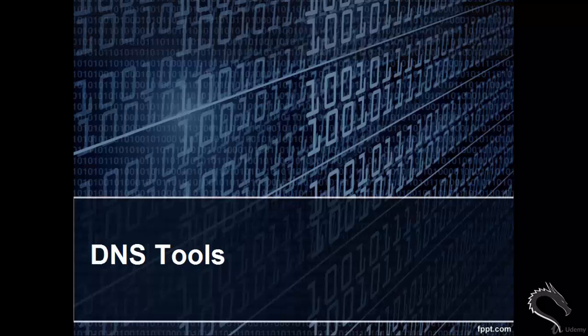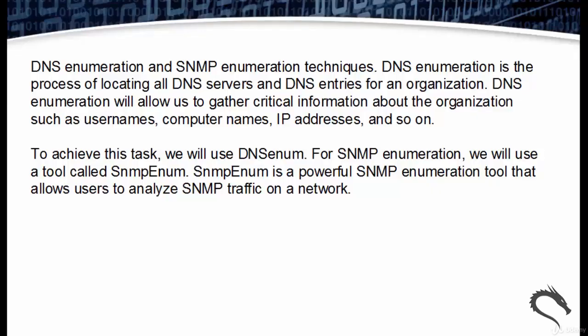Enumeration is a process that allows us to gather information from a network. There are DNS enumeration and SNMP enumeration techniques. DNS enumeration is a process of locating all DNS servers and DNS entries for an organization. It will allow us to gather critical information about the organization, such as usernames, computer names, IP addresses, and so on. To achieve this task, we will use dnsenum.